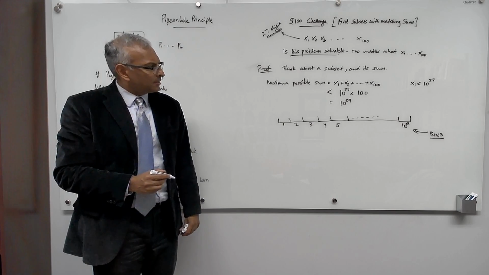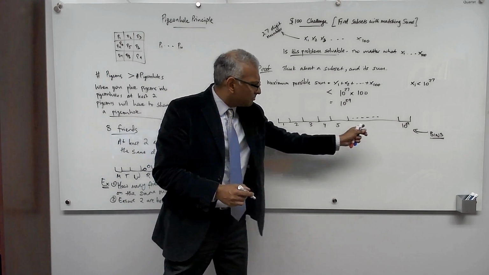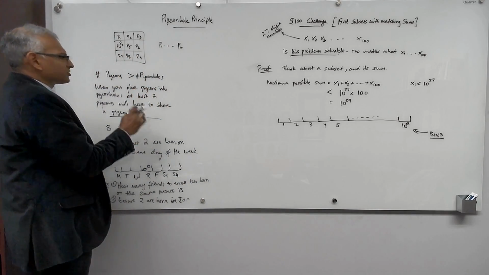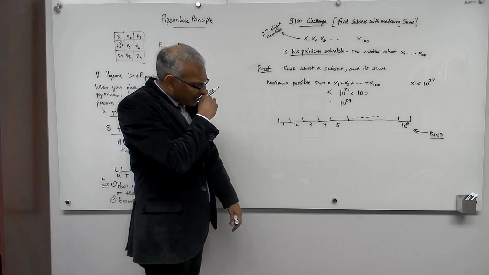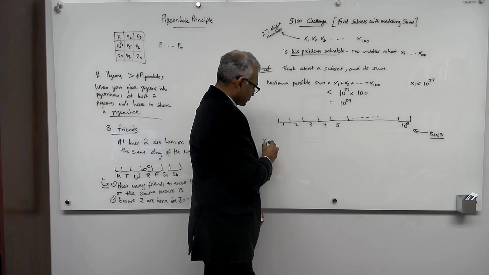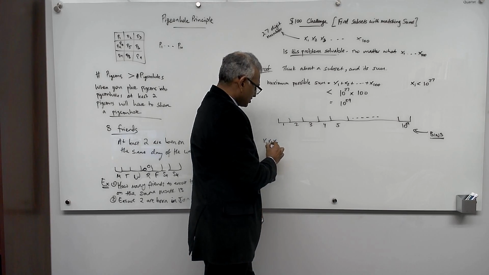Okay. Now, those bins are going to play the role of my pigeonholes. I'm going to apply the pigeonhole principle, so I need to tell you what my pigeons are. Let's consider a subset, for example, x1, x2, x3. That's a possible subset.